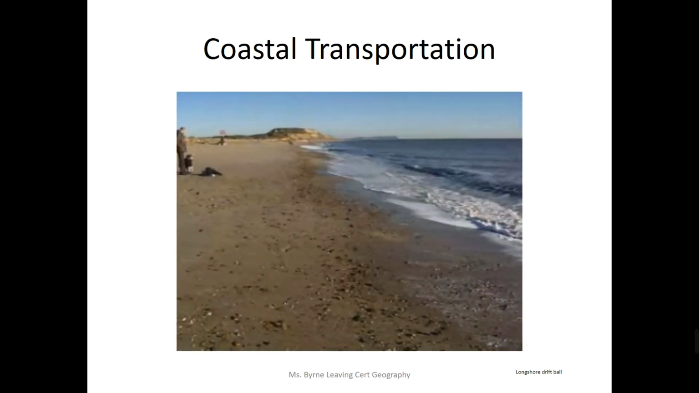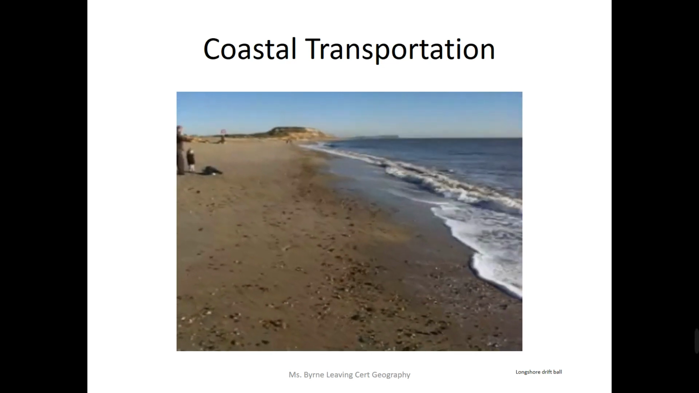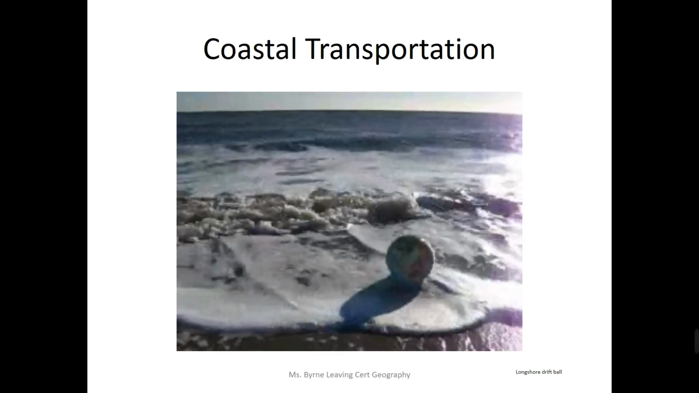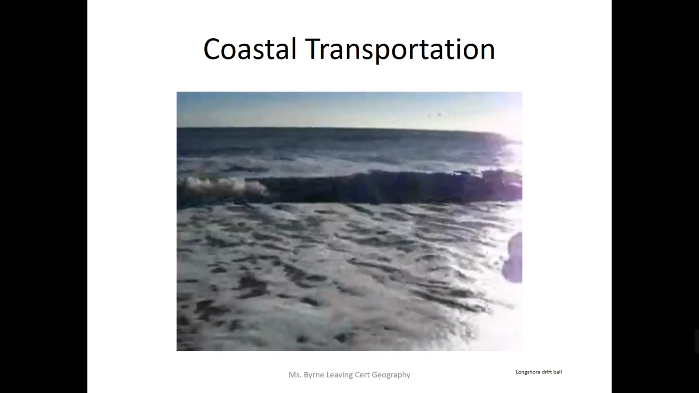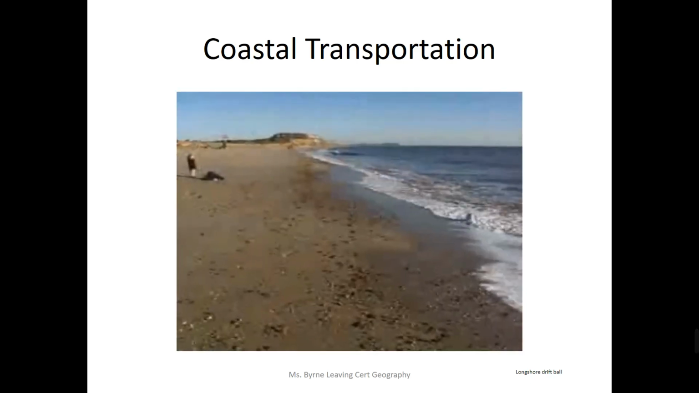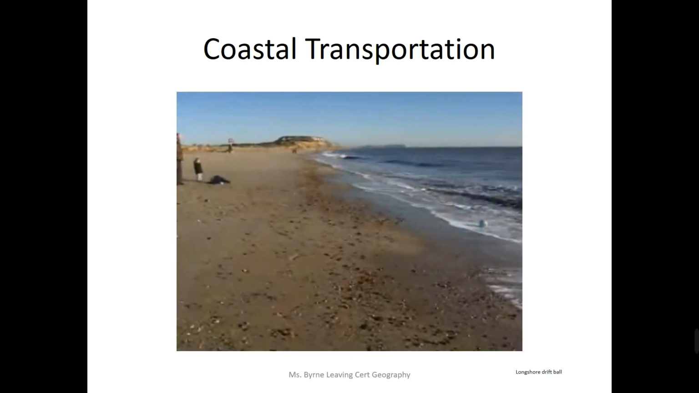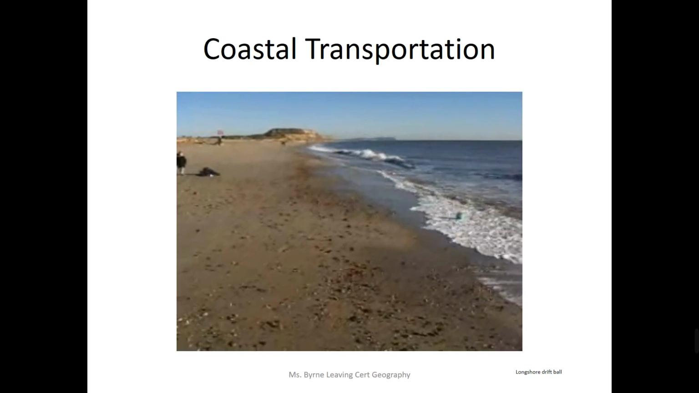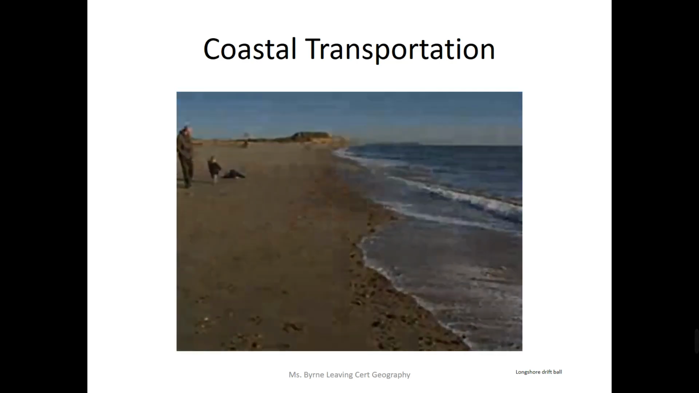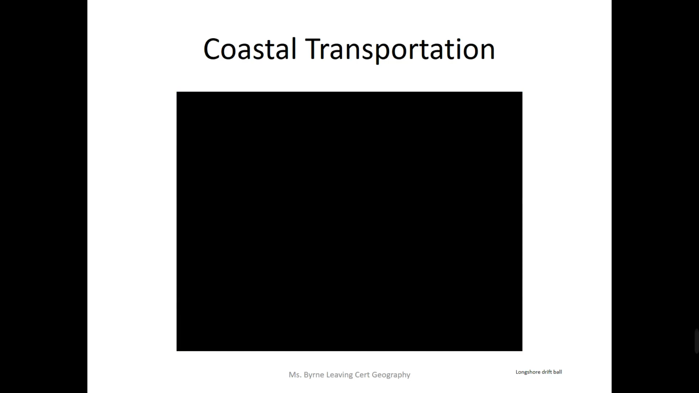So already in just a few seconds passing, you can see that the ball has moved meters away from where it started. So swash, bringing it in. Backwash, whoop, got bumped by another wave. Swash, it's not getting much of a chance to go back out again. But basically that ball is being transported along the coastline, and eventually it will end up kilometres down the coast because of the action of swash and backwash.